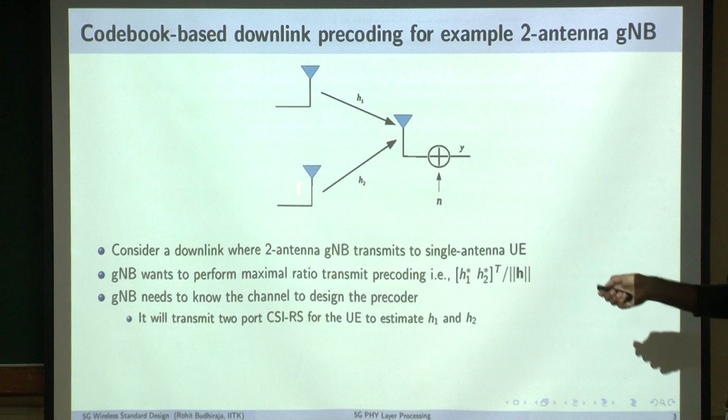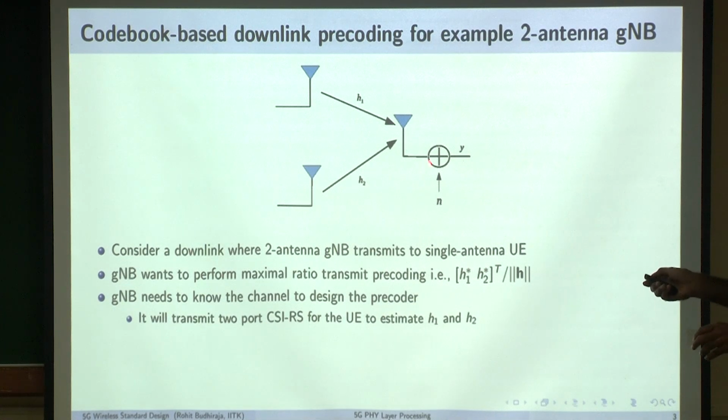How many antennas are there? 2 antennas, right, okay. And what does the UE need to do? The UE needs to estimate this unprecoded channel because there is no precoder, correct, okay. So for this H1 and H2, how many ports of CSIRS will the base station have to send? 2 ports CSIRS, correct, okay.